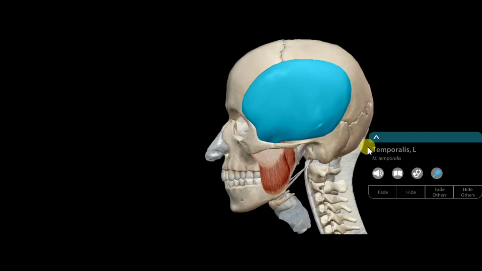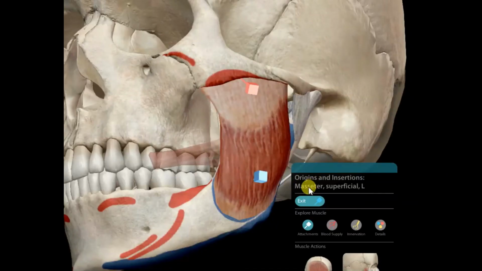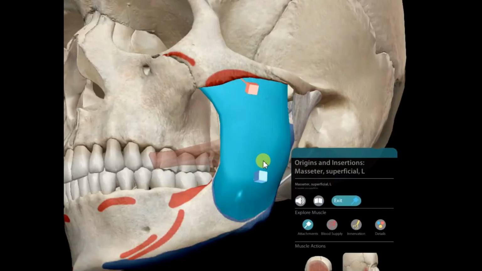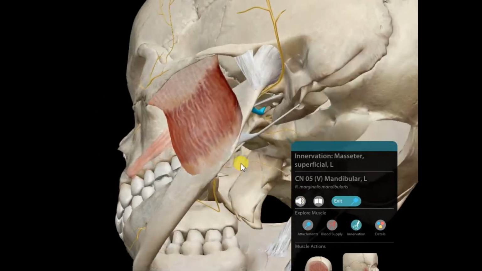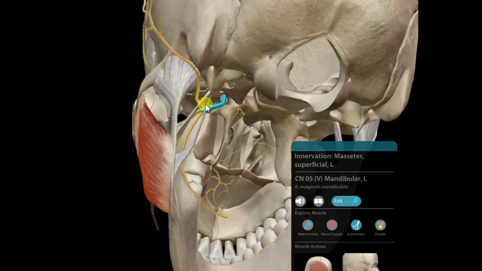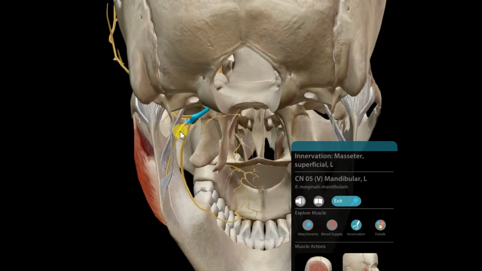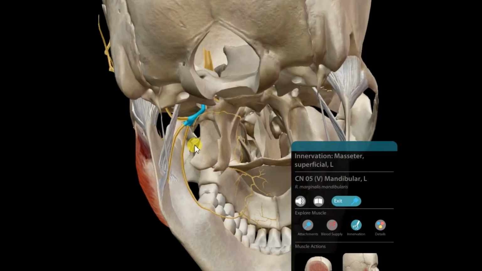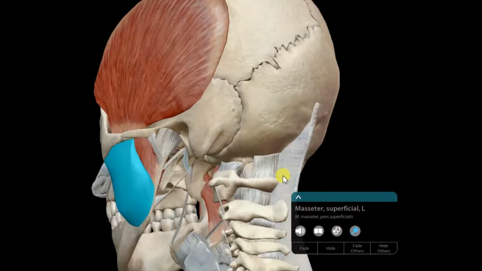The second one is the masseter. The masseter muscles, the superficial one and the deep one, are innervated by cranial nerve number 5, the mandibular division, division number 3. And this nerve not only innervates this area, it also innervates the lateral and the medial pterygoid. I will show you.